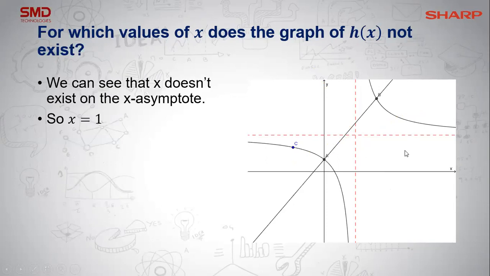So for which values of x does the graph of h of x not exist? We can see that this is the point where your x asymptote is, okay? So x is equal to 1 are the values where h of x doesn't exist. In other words, your hyperbola doesn't exist at those two points.